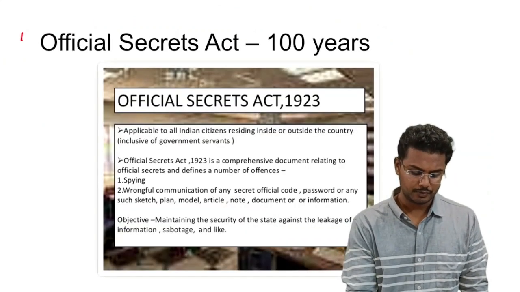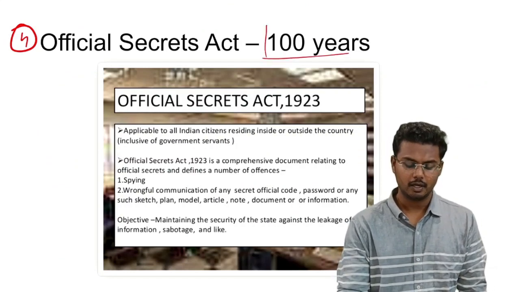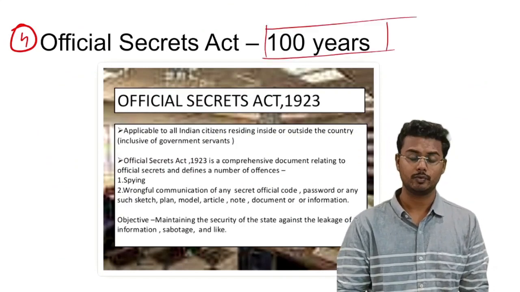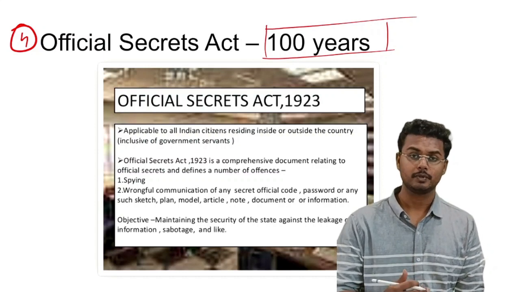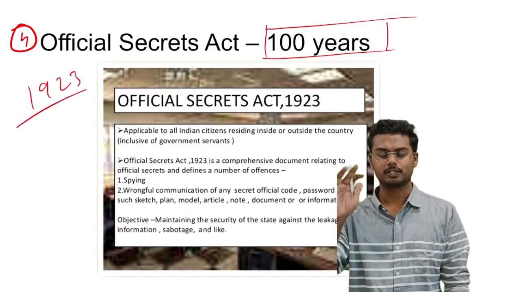Next, the Official Secrets Act was in the news. Why? It has completed 100 years of its existence. When was it enacted? It was enacted even before the Britishers left India, in the year 1923. First of all, its applicability.